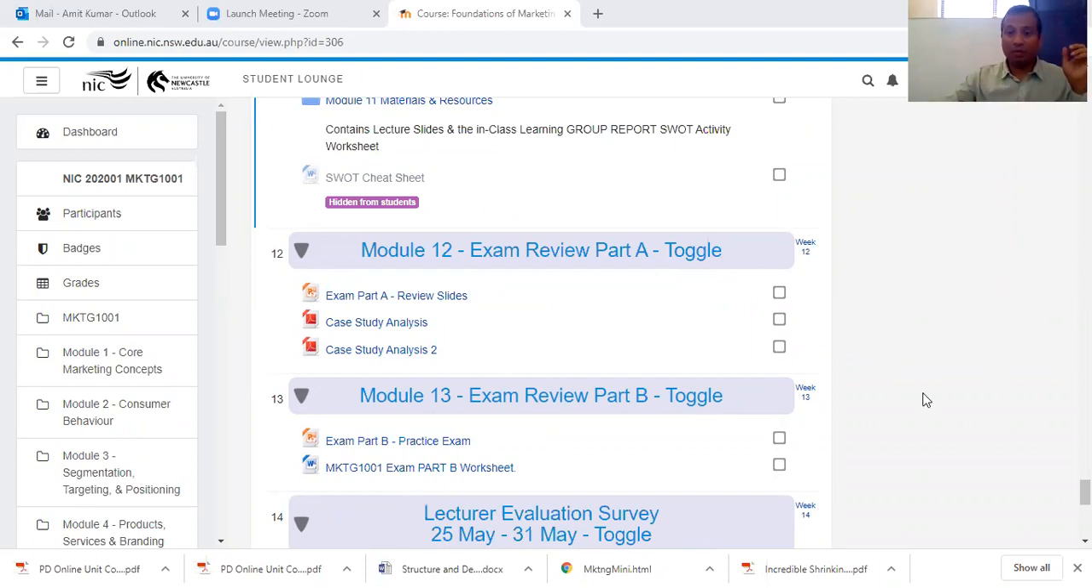Since the case study is a part of your final exam, it's better to go through some case study analysis. I have uploaded two different cases. You can see here on the module 12, the week 12, next Wednesday. I have uploaded case study analysis 1, a single page, and case study analysis 2, a single page. So two different cases, and I have uploaded these cases well in advance.